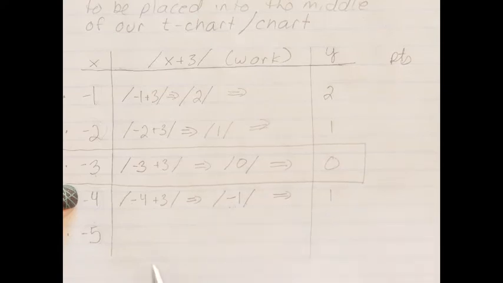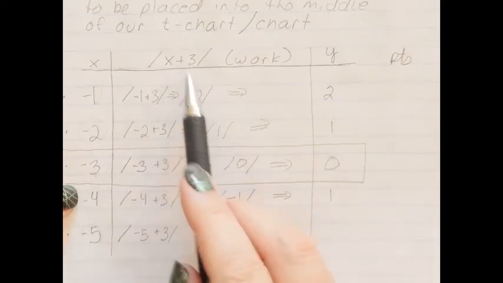Let's do it one more time. Again, x is equal to -5, plus 3. Plus 3 is from this right in here.